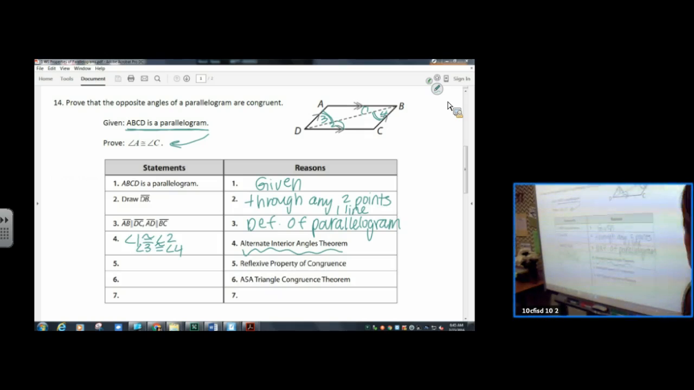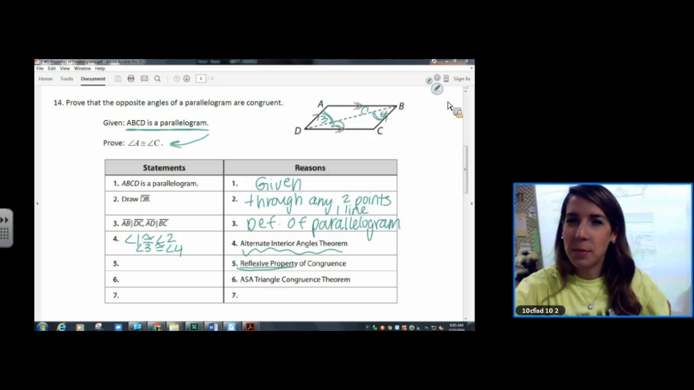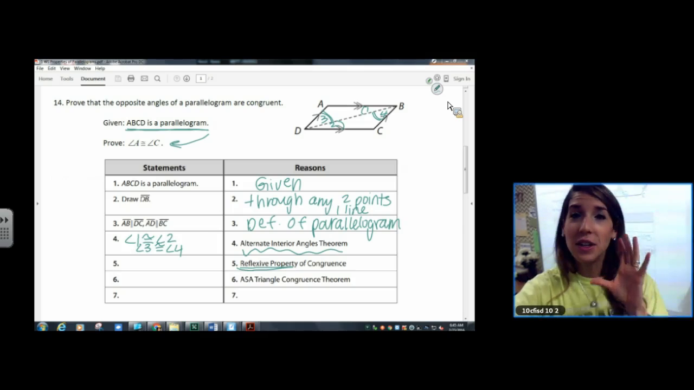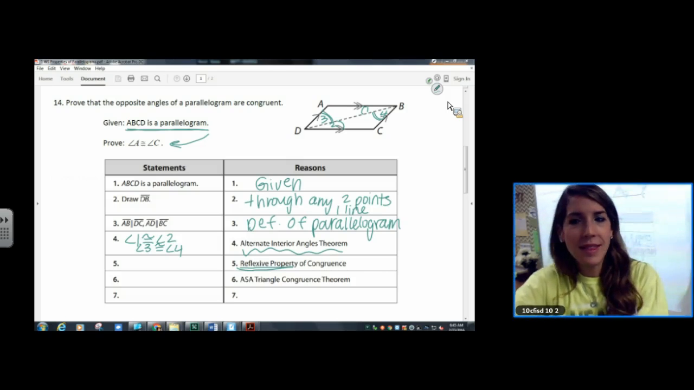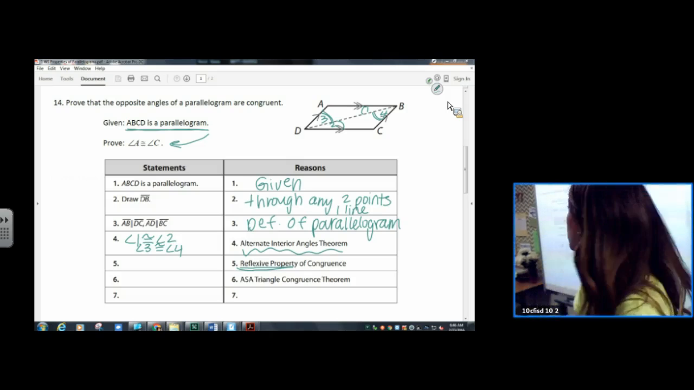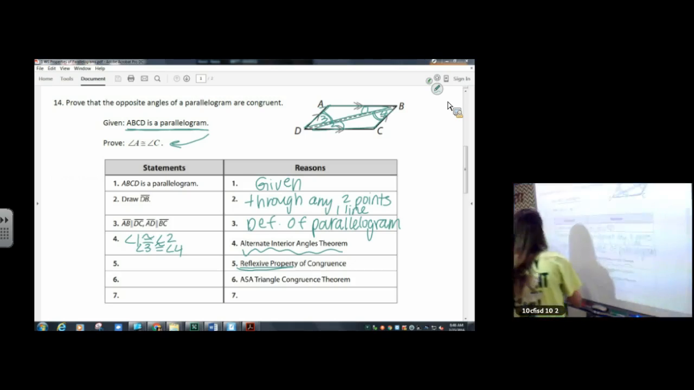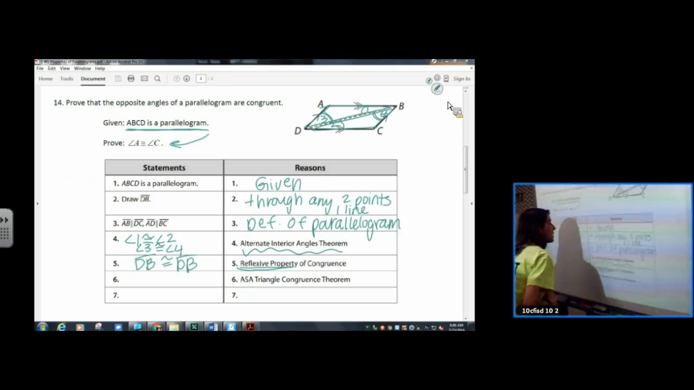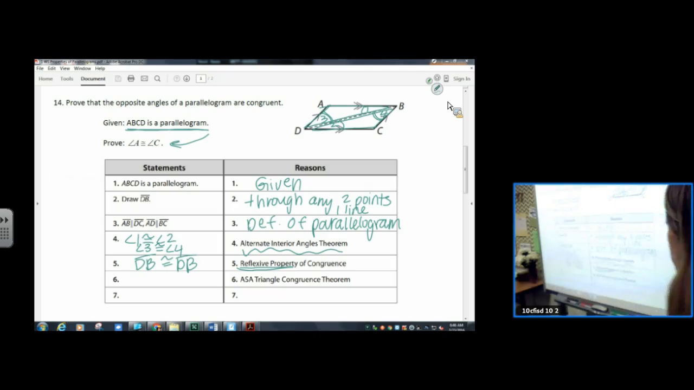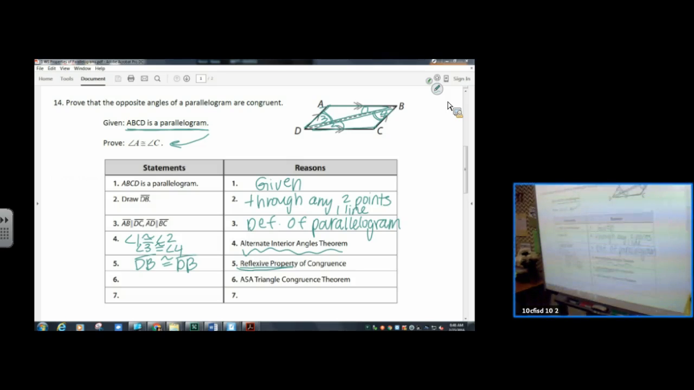Next, I need to say a statement, and I want my reason to be the reflexive property. And we know that that reflexive property is kind of like shared side. It's when you're saying a segment is congruent to itself. So in this picture, which segment do we think would benefit us that we would want to be congruent to itself? Which segment are both triangles sharing? And it's kind of easy when you look at the triangles. Oh, it's DB. It's that line we drew. So I want to say that DB is congruent to DB. Reflexive property of congruence. Sometimes called the reflexive property of equality. Doesn't matter if you have the word reflexive, you are golden.